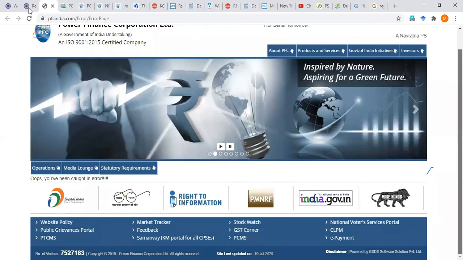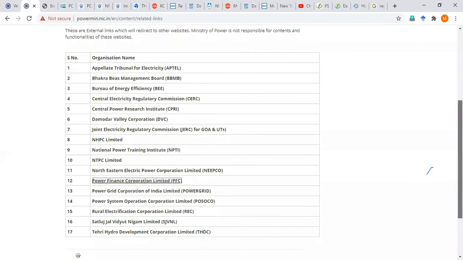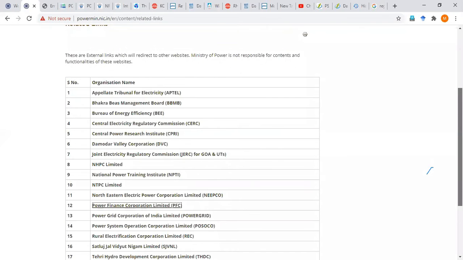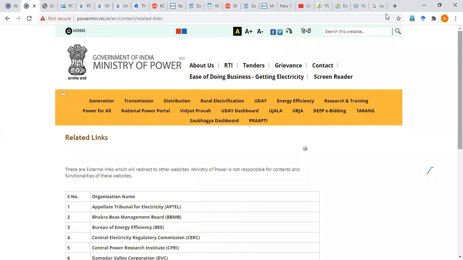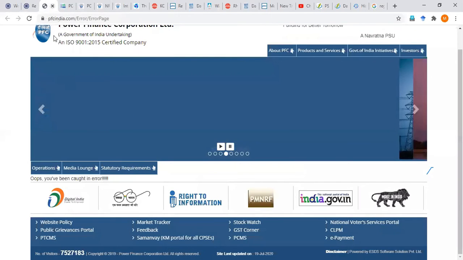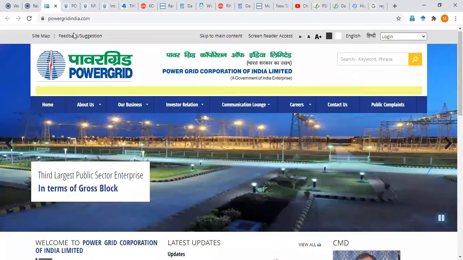Even in every website, you might get a related link or useful link. So I request everyone to go through that because this is very beneficial for you. Once you click on the related links or useful links, you may get directed to some other information which is related to the thing we are discussing right now. This is about Power Finance Corporation. Then Power Grid, which we have already seen.